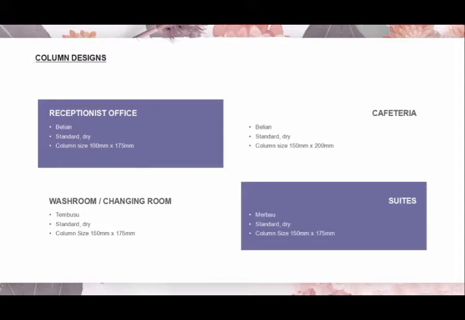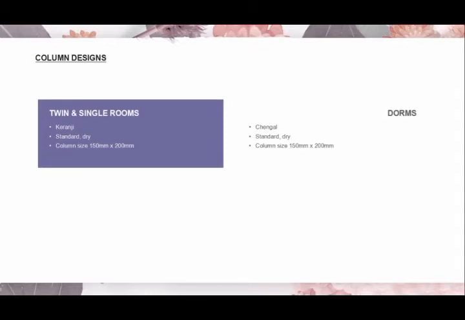For the washroom or changing room, we use Tembusu with a size of 150 mm x 175 mm. For suites, we use Merbau of size 150 mm x 175 mm. For twin and single rooms, we use Keruing with a size of 150 mm x 200 mm. And for dorms, we use Chengal with a size of 150 mm x 200 mm. All the column designs that we calculated are adequate.